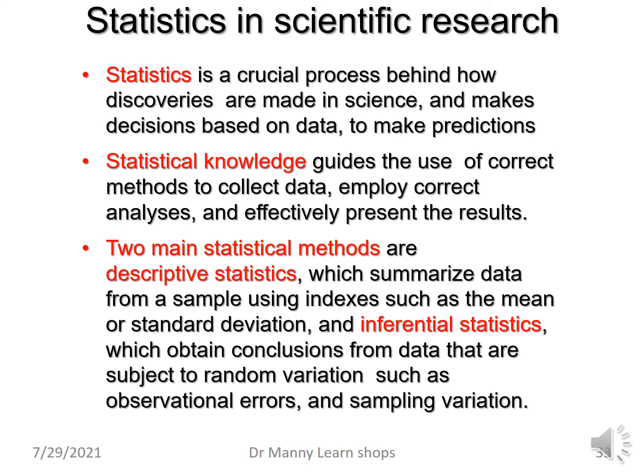So when we look at statistics in scientific research, they're a crucial process behind how discoveries are made. They make decisions based on data to make predictions. Statistical knowledge guides the use of correct methods to collect data, employ correct analysis, and effectively present the results. There are two main types of statistical methods: descriptive, which summarize data from a sample using indices such as the mean or standard deviation, and inferential statistics, which obtain conclusions from data that are subject to random variations such as observational errors and sample variation.